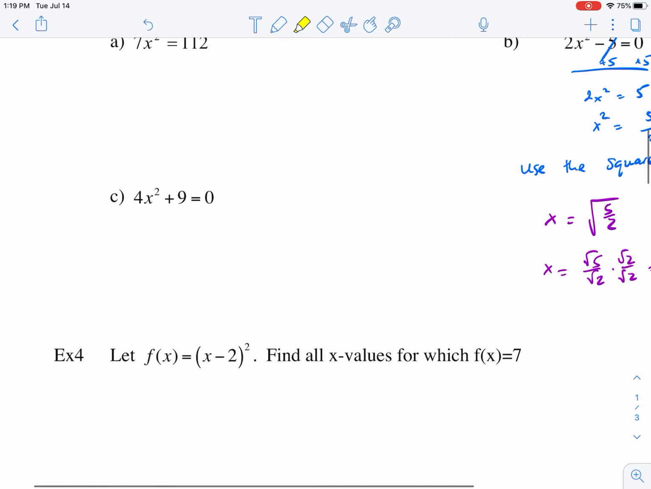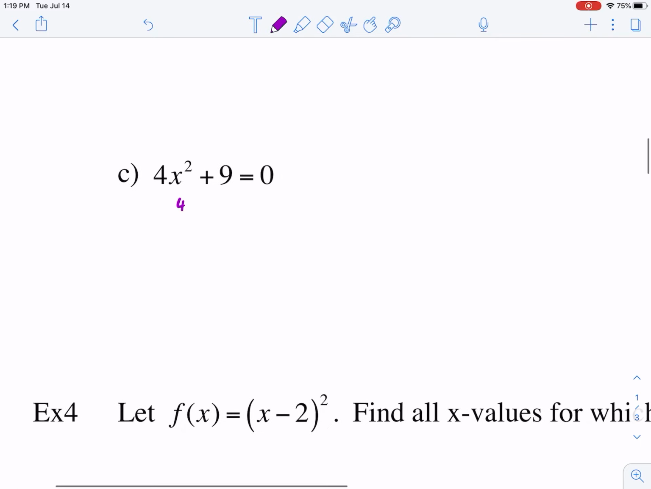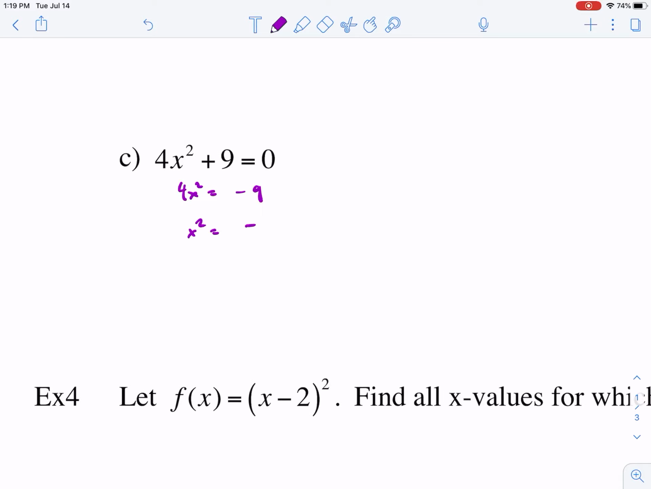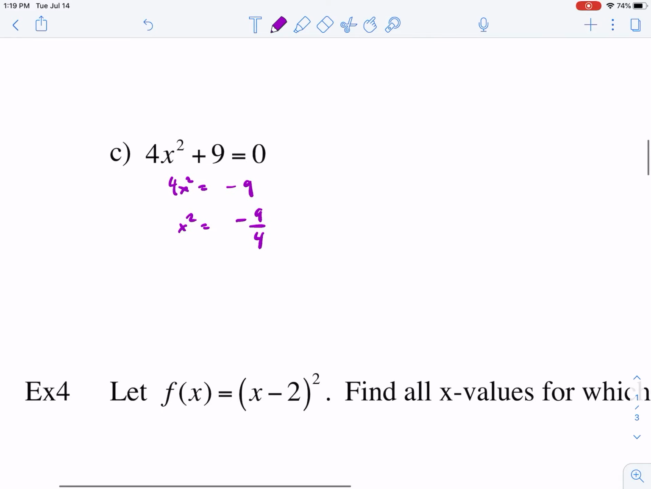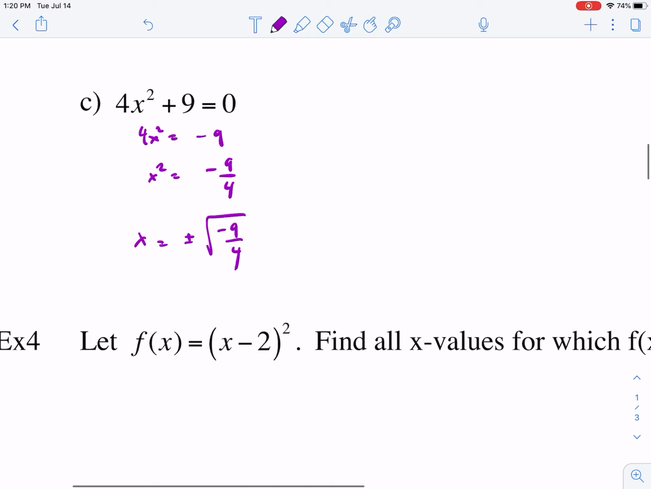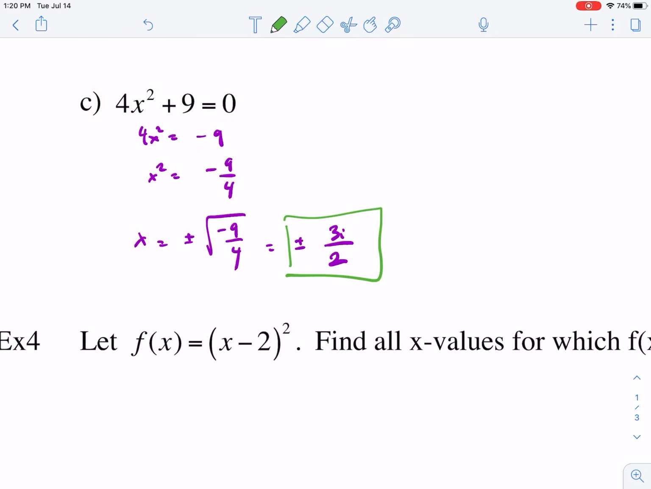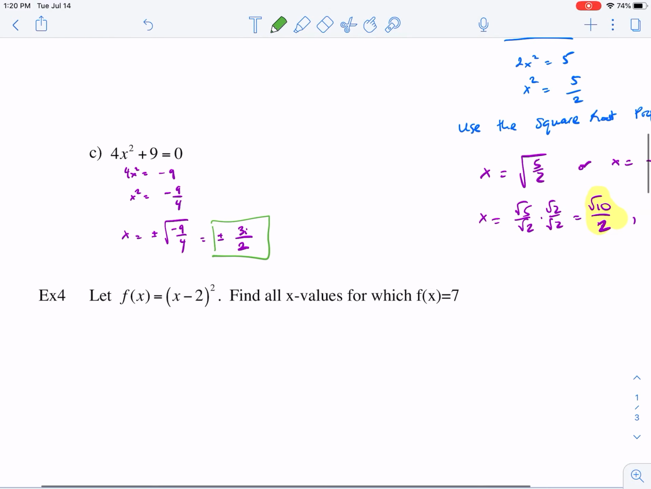C here is not going to be a real number. It's going to be a complex number. So after we subtract the 9, we can divide by 4, so that gives us negative 9/4. And when we square root both sides, it's going to be a plus or minus 3i on the numerator and then 2 on the denominator. So that could be your answer there. Plus or minus 3i over 2.